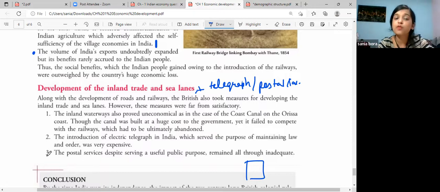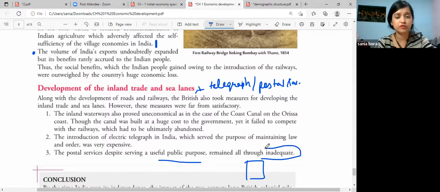Next, there were postal services, like the post offices and the letters and all that. Postal services were very economical, plus very useful, but they remained inadequate. Inadequate means they were not sufficient. For example, if I have 100 people over here, there was only one post office. So it was inadequate. Clear?